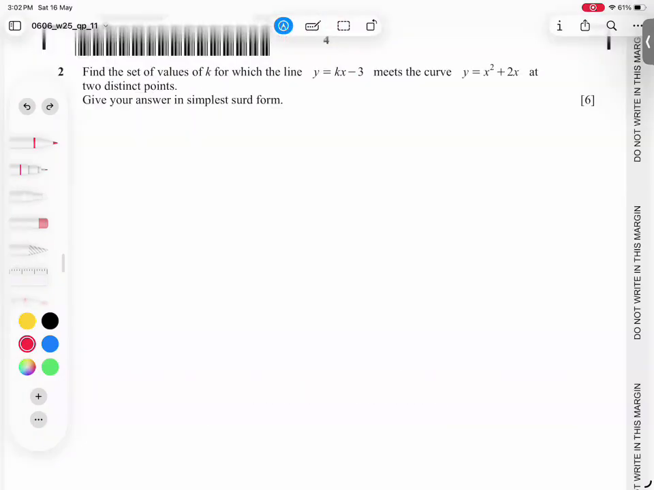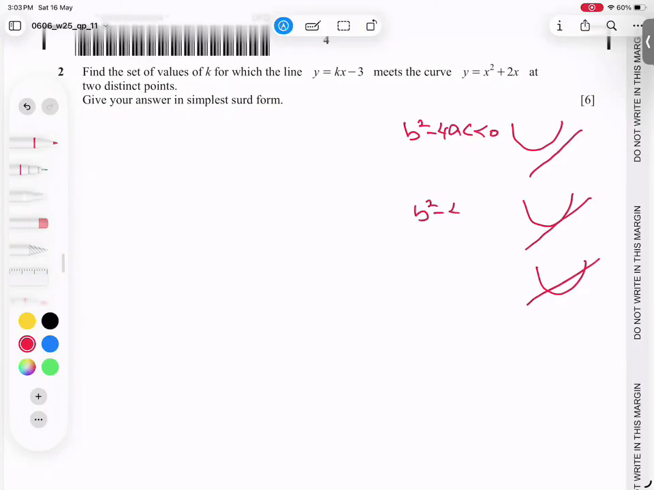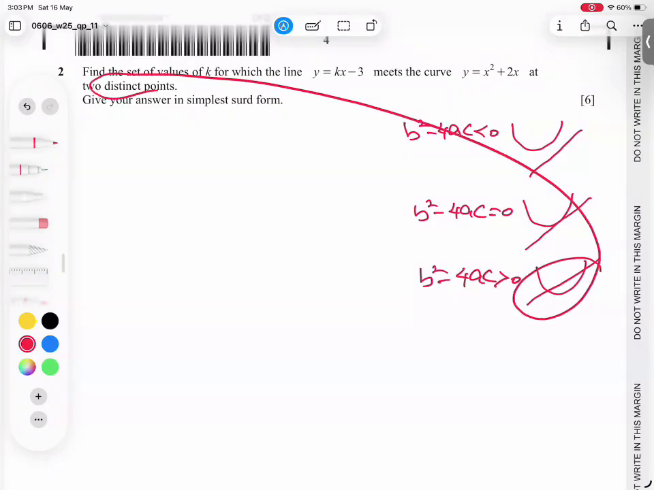Question number 2, the set of values of k we need to find. This line meets the curve at 2 distinct points. And for your information, we have 3 criteria. In this option, b square minus 4ac less than 0. This condition, b square minus 4ac equal to 0. This condition, b square minus 4ac more than 0. Now he talked about two points, so we have to use this last one.